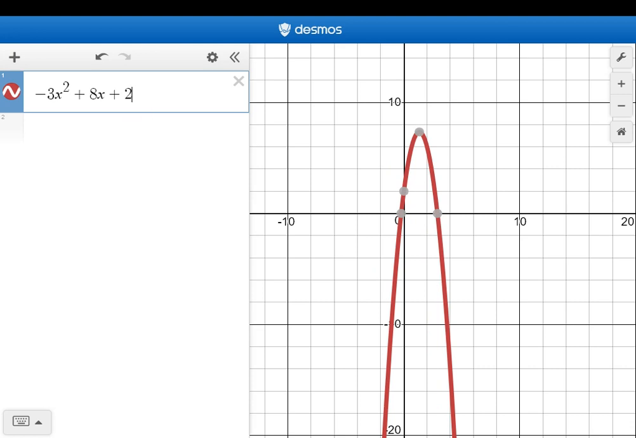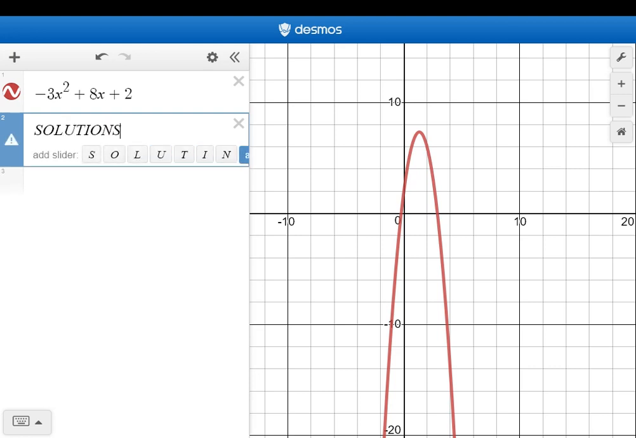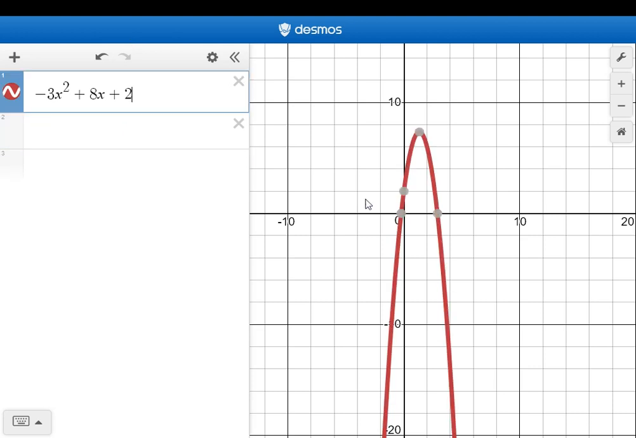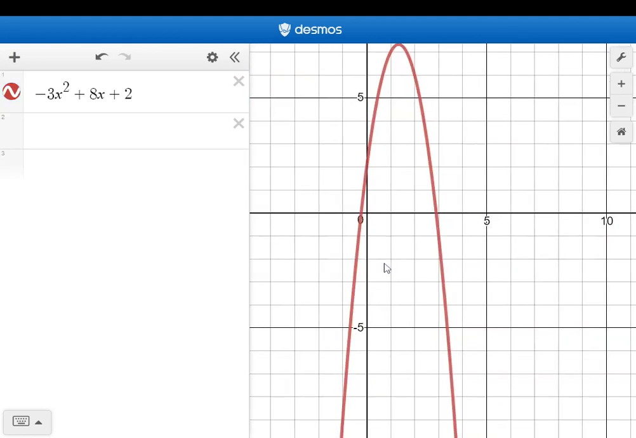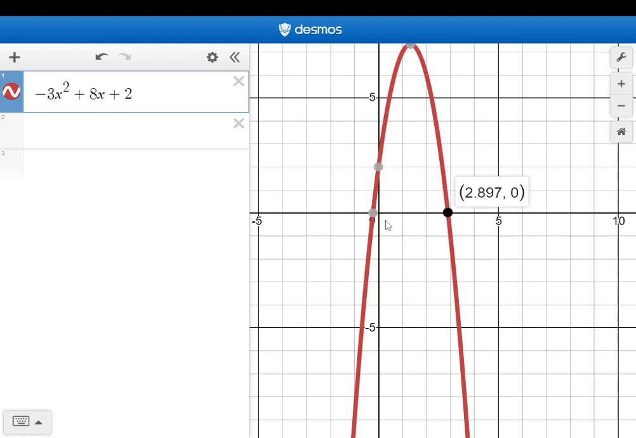So when we do that, you can see we're simply typing it in. It automatically graphs your parabola. And when it graphs that parabola, you see lots of different gray points automatically showing up. The ones we're looking for, if we're looking for the solutions, aka the zeros, the roots, the x-intercepts, then we simply have to click on the two gray dots where they cross the x-axis. So my two solutions here are negative 0.23 and positive 2.897.